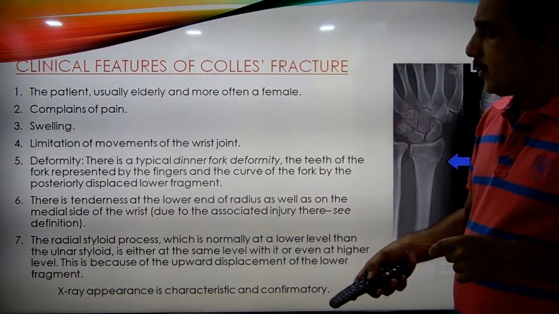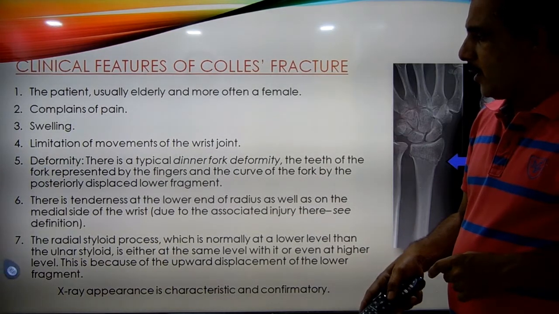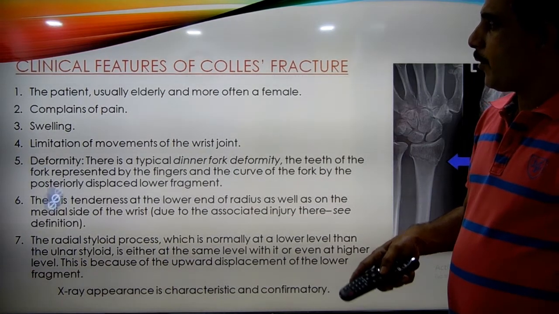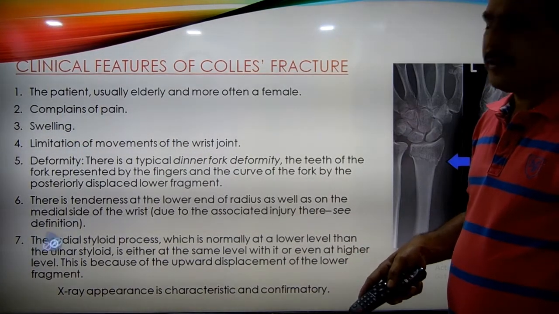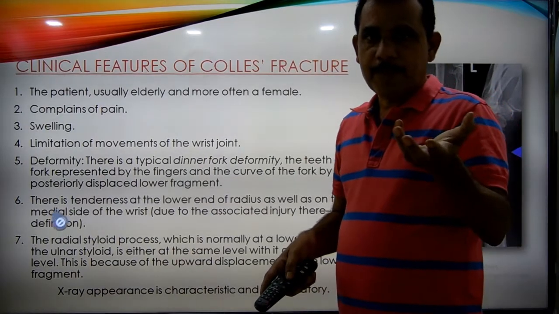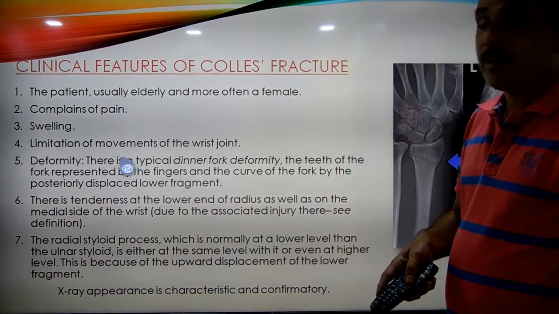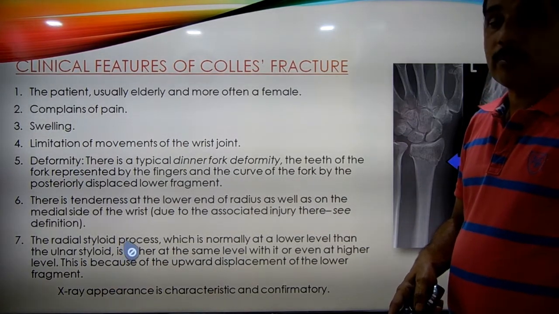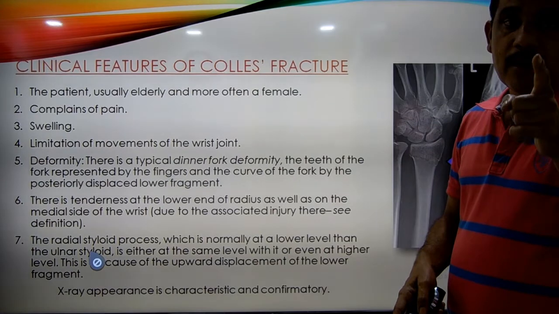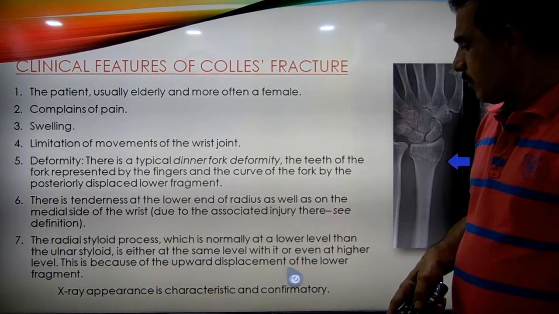One is the deformity. This is the fifth clinical feature, and the other is the seventh clinical feature. Because pain, swelling, limitation of movements, and tenderness are common features of any fracture, isn't it? But here, the deformity, the dinner fork deformity, and comparing the level of the styloid process of the radius and the ulna. Read it again and prepare yourself.